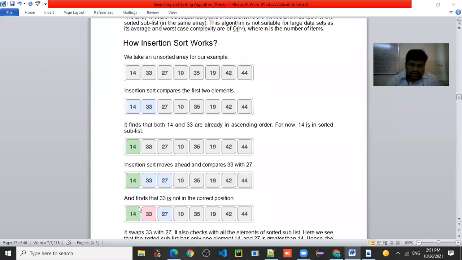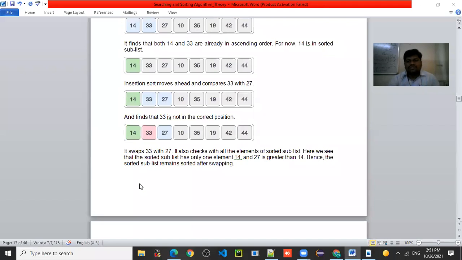Now again you are considering this sublist, and you are inserting the element in the sublist in sorted order. If the element is not in sorted order, you are applying swapping or comparing, and you are applying the same algorithm, right? So here you are sorting the elements in ascending order in a sublist also. So this is the main difference.